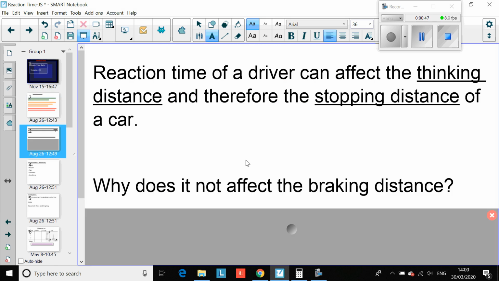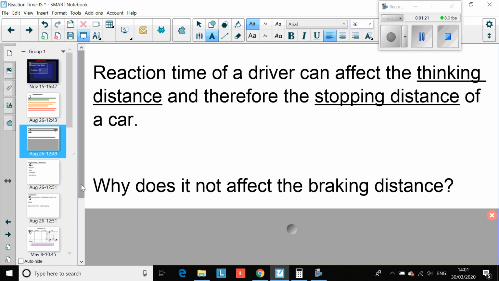Okay, so the reaction time of a driver can affect the thinking distance and therefore the stopping distance of a car. So let's think about that logically for a minute. If there is something affecting your thinking distance, basically something affecting your ability to react, say for example that slows your reaction time, then obviously that means you are going to go further. Hence your overall stopping distance is going to be affected by your reaction time because it affects your thinking distance.